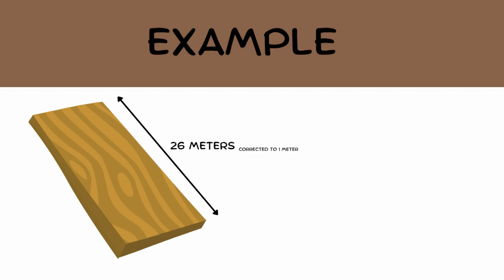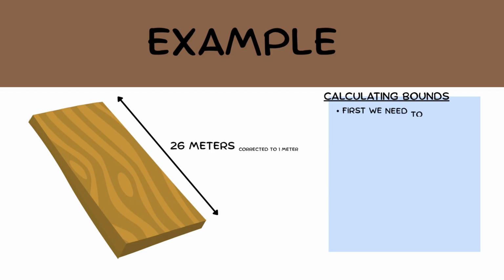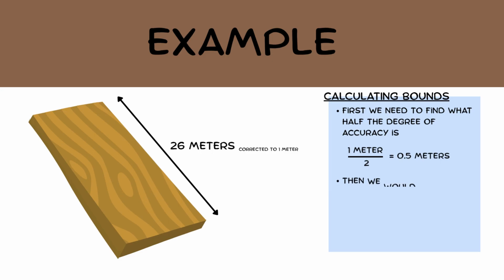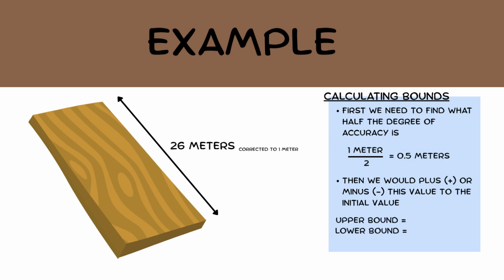Let's say we had a plank of wood that was 26 meters long, corrected to 1 meter. To calculate the upper and lower bounds, we would have to find what half the degree of accuracy is, which is half a meter or 0.5 of a meter. Consequently, we would plus or minus this value from the initial 26 meters, giving us upper and lower bounds of 26.5 and 25.5 respectively.